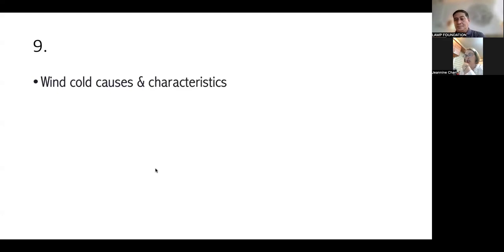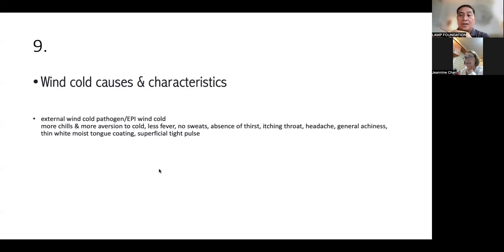Causes: external wind cold pathogen. Characteristic is aversion to cold, feeling chills, less fever, no sweat, absence of thirst, itching throat, superficial and tense tight pulse. Okay, very good. I would like you to get used to looking at the tongue first and then feeling the pulse.